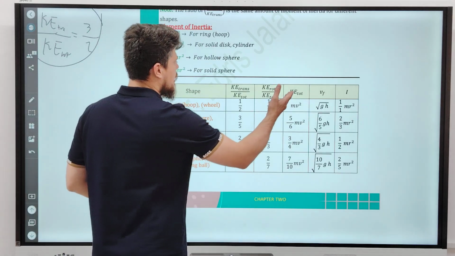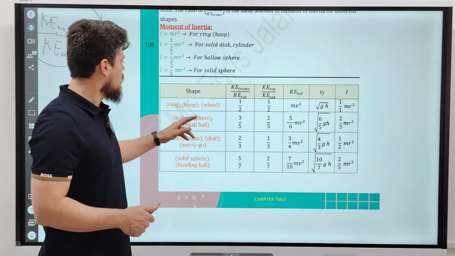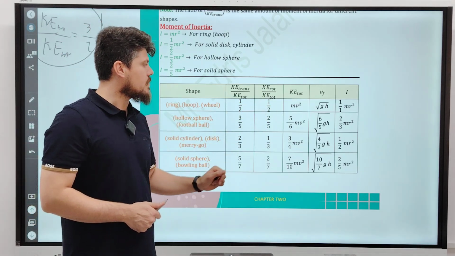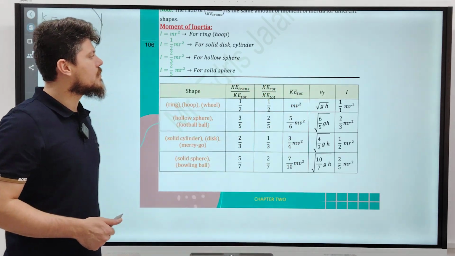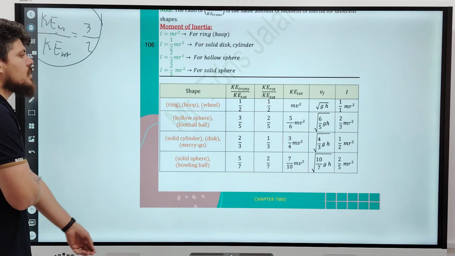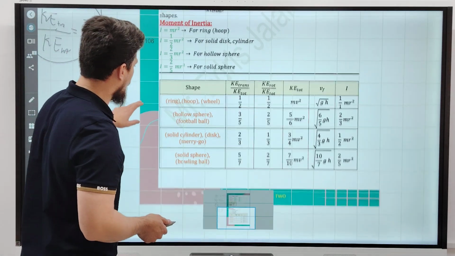Okay. The total kinetic energy for a wheel is equal to mv squared, but for the hollow sphere it is equal to 5 over 6 mv squared. So the v final, you can also prove the final velocity for each shape when it's released from the incline. Okay.